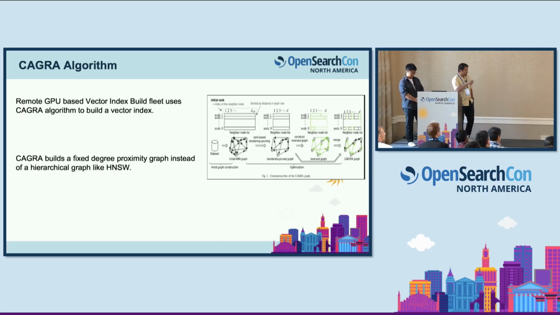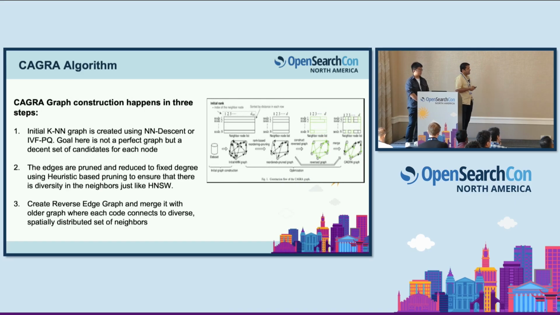A proximity graph is basically a bunch of nodes connected using some sort of relevance or mechanism to say that, hey, these 2 nodes are closer to one another. This is similar to HNSW, but there are more differences that we'll go through. So let's dive into how these graphs are constructed with the CAGRA algorithm.